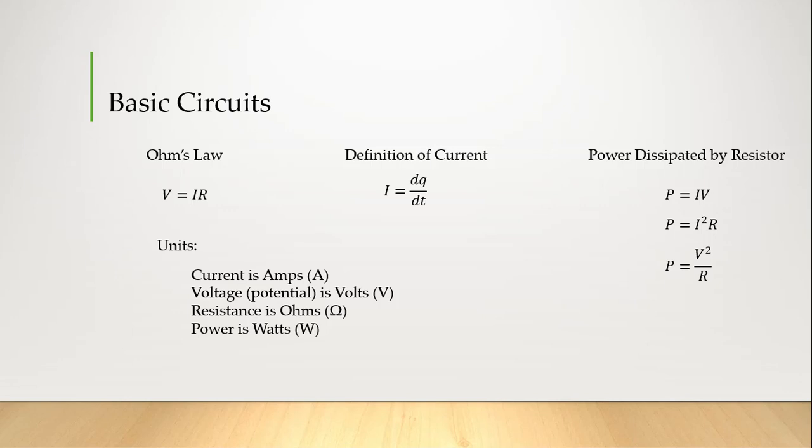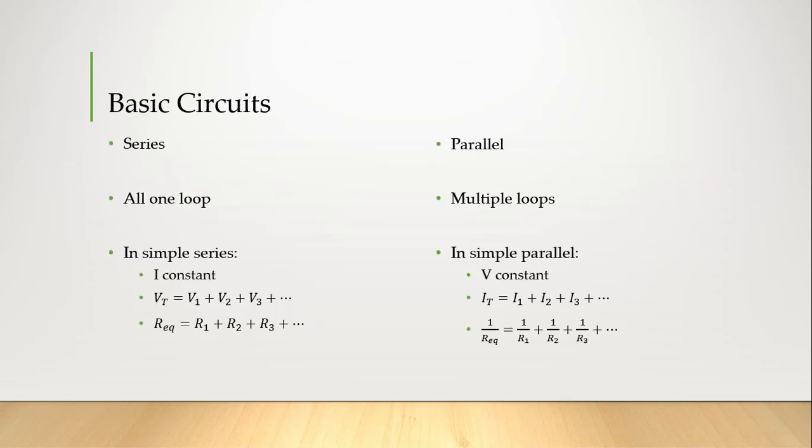Now if we apply Ohm's law and plug in IR for V, you get I squared R. If you take and solve that thing for I, you get V over R. So if you plug V over R in for I, you get V squared over R as power. So some of the units: current is in amps, voltage or potential is in volts, resistance is in ohms, and power is in watts. It's worth pointing out charge in this case would be in coulombs. If you're using those definitions, those units will work very well.